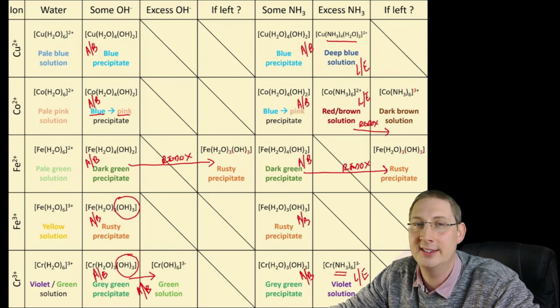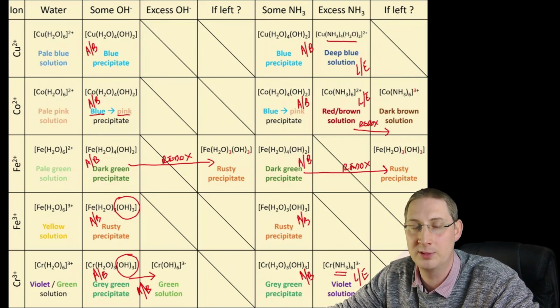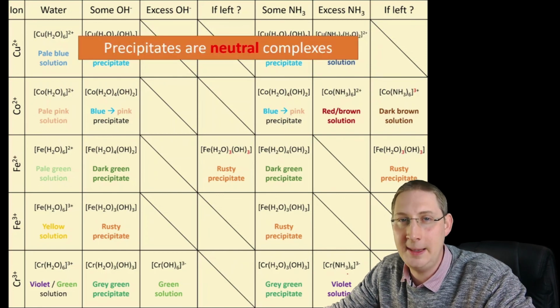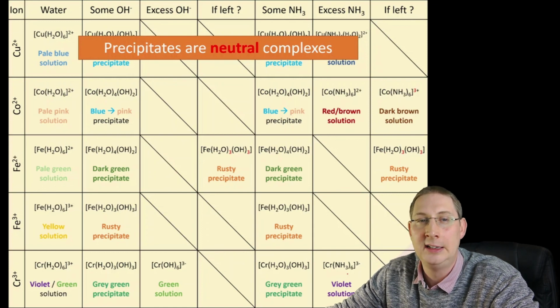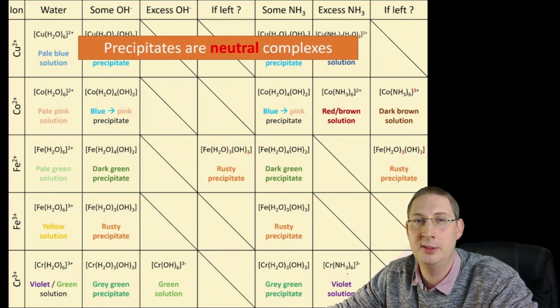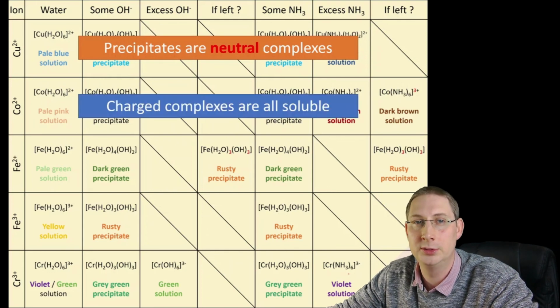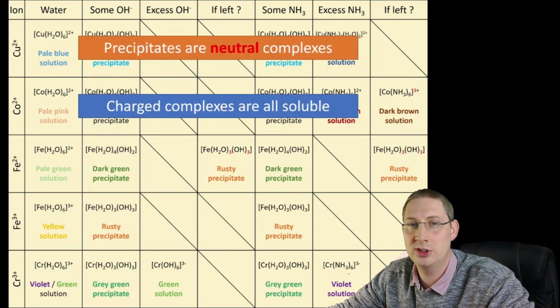But we can help ourselves out by thinking of the general principles, and they are these. Firstly, all the precipitates are neutral complexes. So if you're not sure exactly how many things have been deprotonated, well, we need just enough hydroxides to make the complex neutral. Things that aren't neutral are soluble. The charged complexes are all soluble. So all the aqua complexes are soluble. All the ammonia complexes with the excess ammonia are soluble. It is just the neutral complexes that aren't.